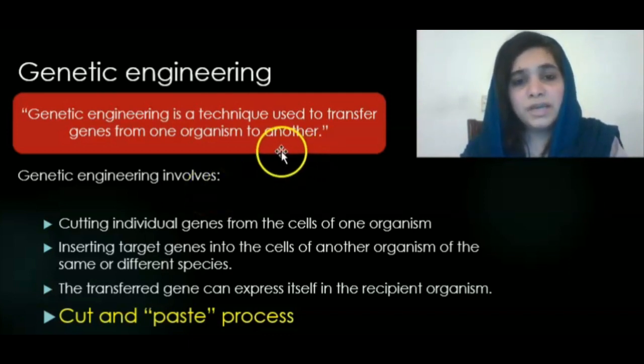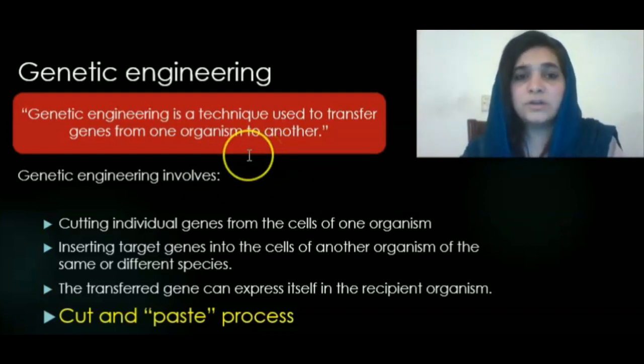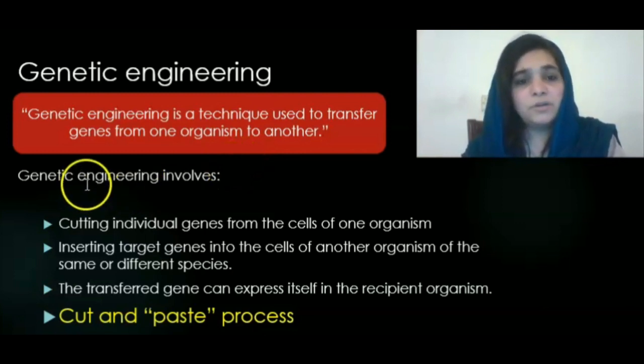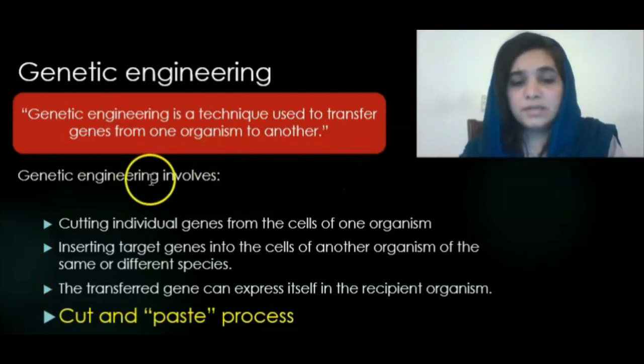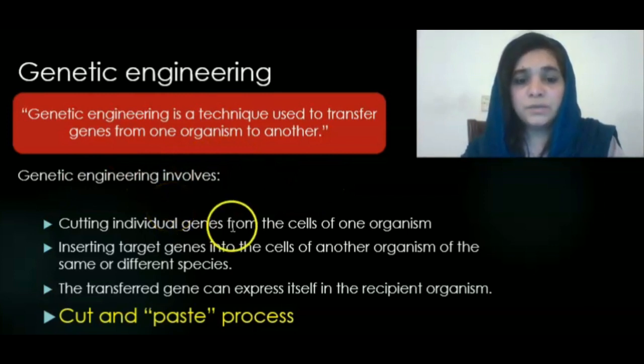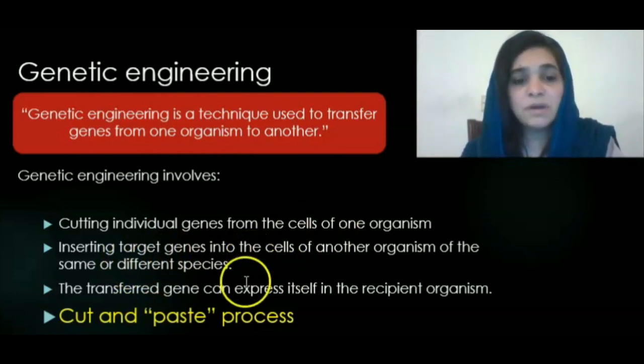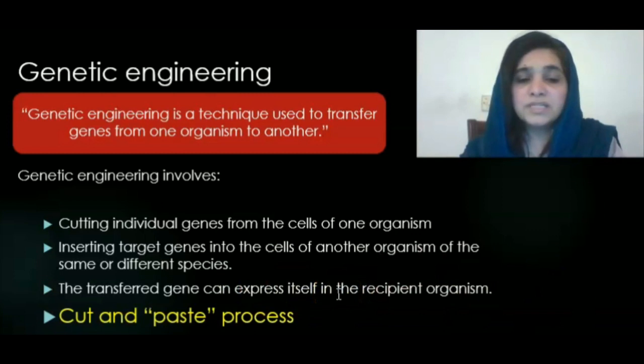In order to create novel varieties, or to multiply the desired genes, or to produce varieties of the organisms or variety of the products for the betterment of mankind. Genetic engineering involves cutting individual genes from the cells of one organism and inserting target genes into the cells of another organism of the same or different species. The transferred gene can express itself in the recipient organism. So we can simply say it is a cut and paste process.